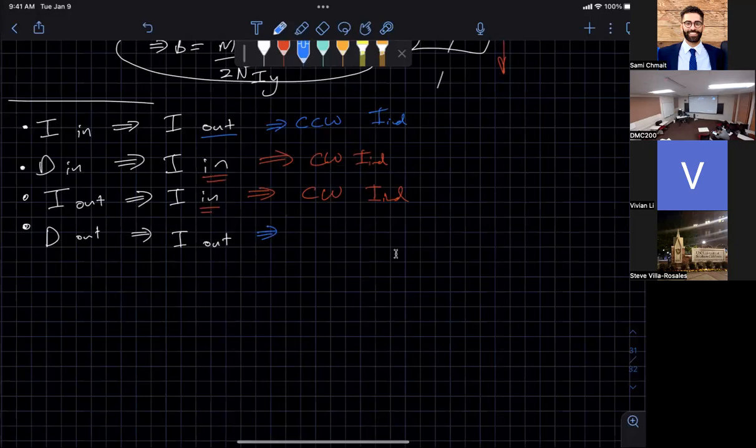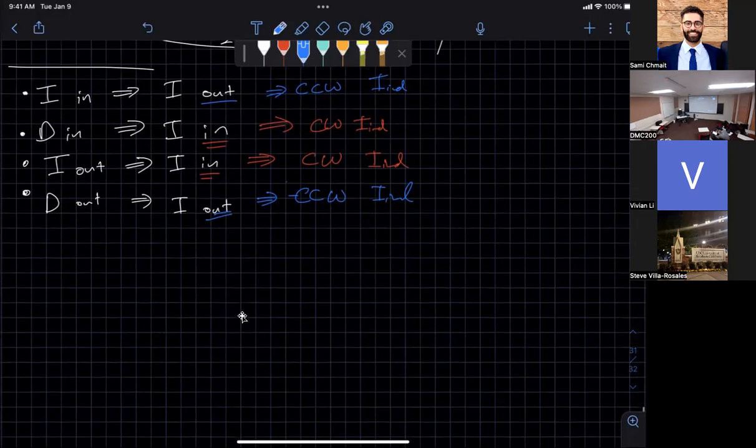Okay. And again, we see out here, so that means counterclockwise, I induced. Okay, so again, to illustrate this point, I think it's good to see an example here. So let's consider the following. If you increase the amount of field going in, so let's say increase B in, what do we need to do to maintain this balance?